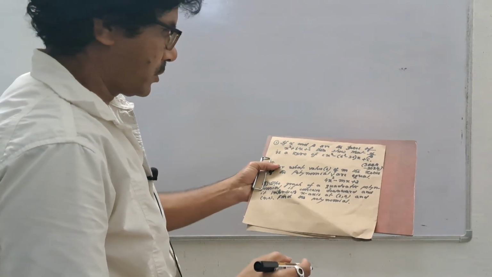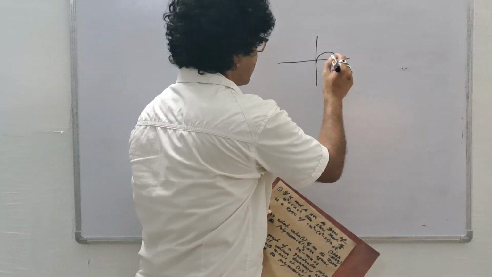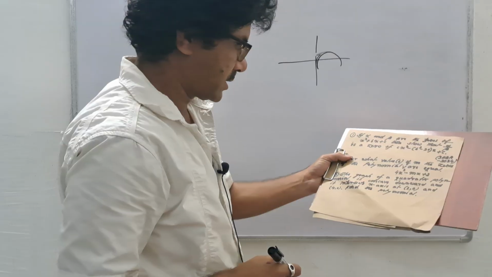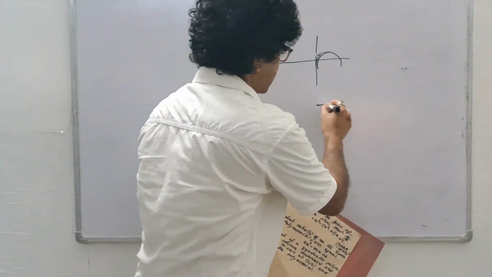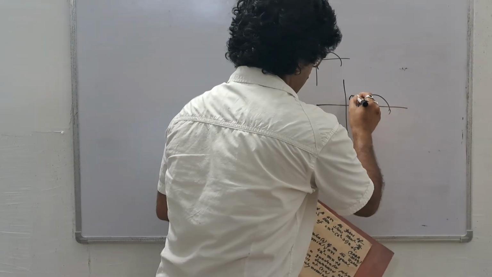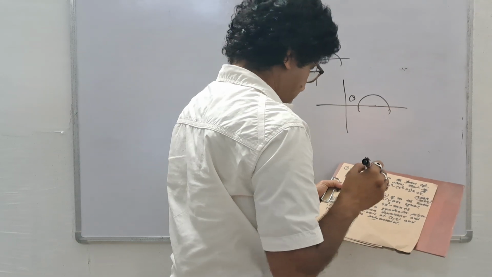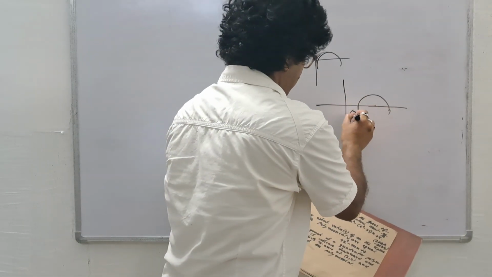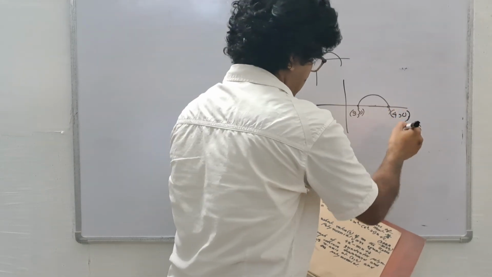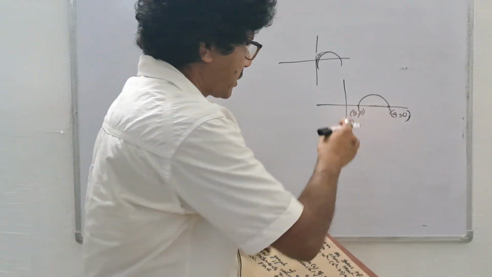The graph is concave downward. So concave downward means like this, downward, and it intersects the x-axis at (3, 0), this point, and (4, 0). Now, find the polynomial.